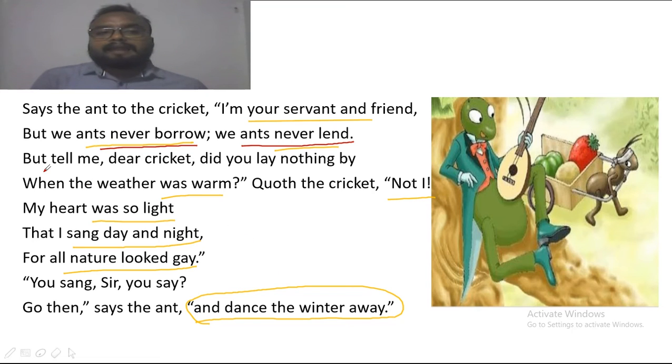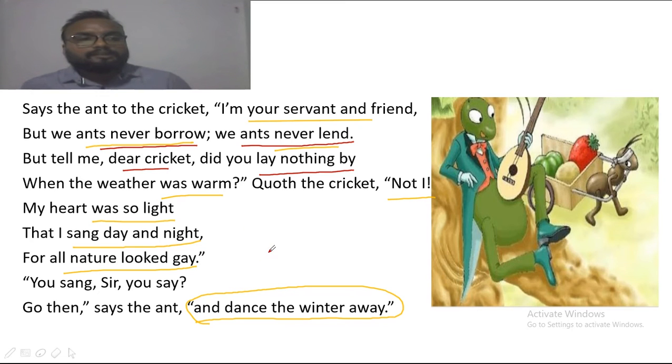Then the ant asked, But tell me, dear cricket, did you lay nothing by when the weather was warm? So the ant asked the cricket, dear cricket, have you laid nothing by? It means you have saved nothing. He asked that when the weather was fine, when it was warm all around, in the spring season, during the summer season, when the situation was not bad, when the atmosphere was favorable, at that time what did you do? Did you save nothing for this type of situation, for adversity?